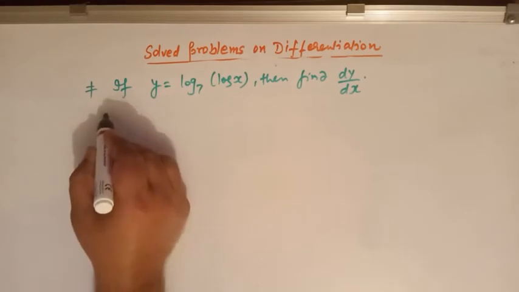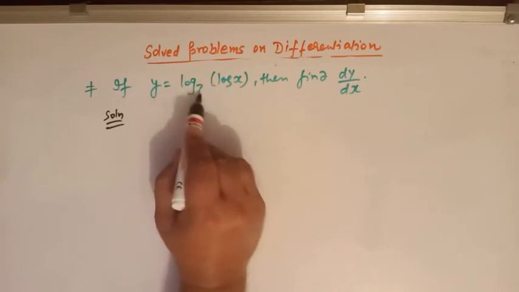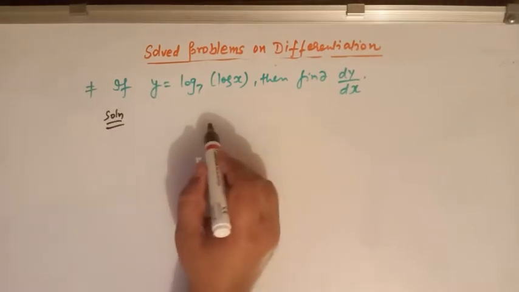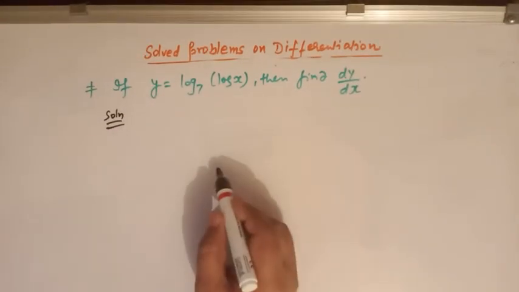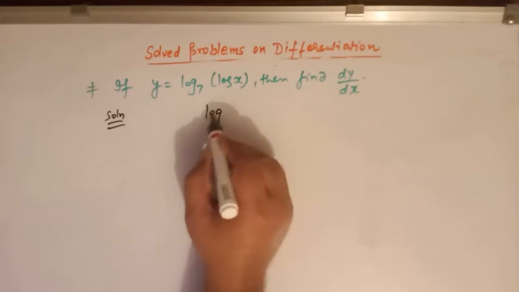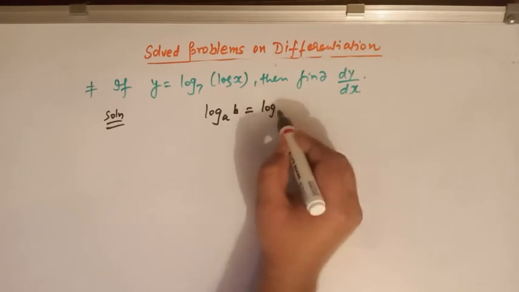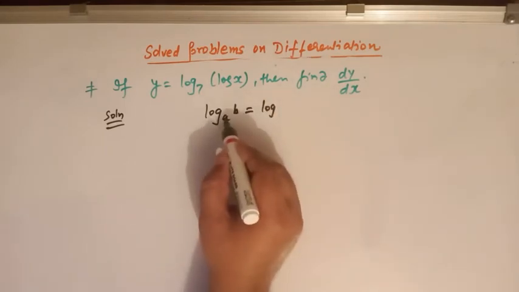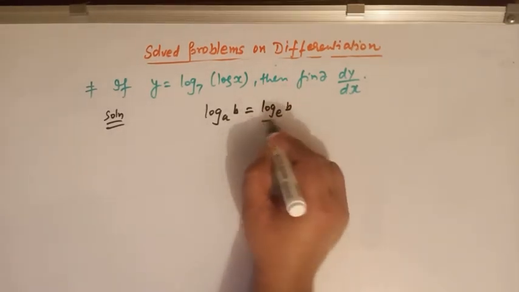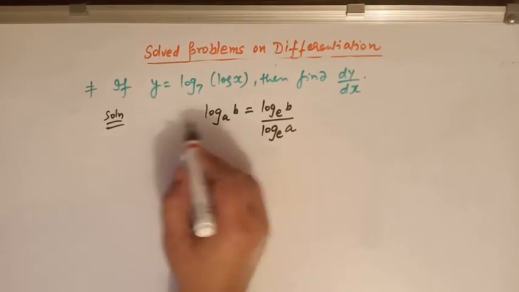Now we have this problem here. We have y equal to log, where the base is 7, so log base 7 of log x, and we have to find dy over dx. Now here I want to tell you the formula for changing the base. If we have, say, the base a and here we have b, then if we want to change the base a to e, we have log base e of b divided by log base e of a. Clear? So this is the formula.